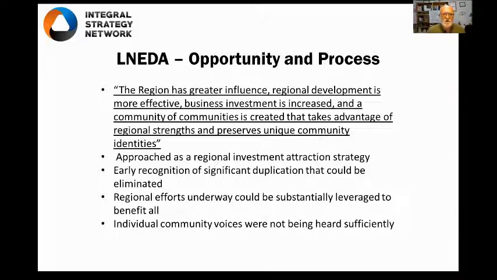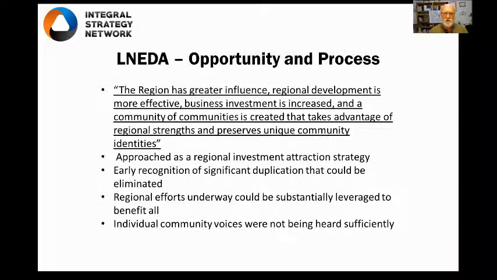So their goal was that the region had greater influence, regional development is more effective, business investment is increased, and a community of communities is created to take advantage of regional strengths and preserve unique community identities. So they didn't want to be a melting pot. They wanted to preserve that unique identity, and they approached it as a regional strategy.